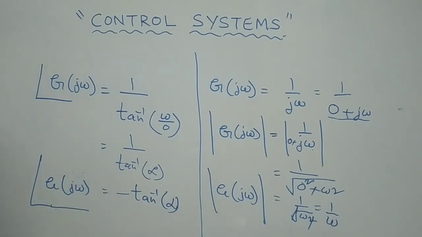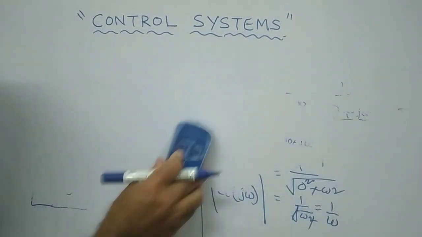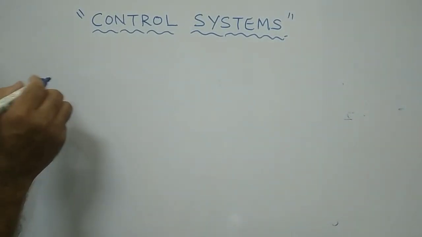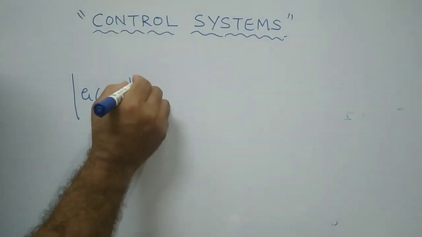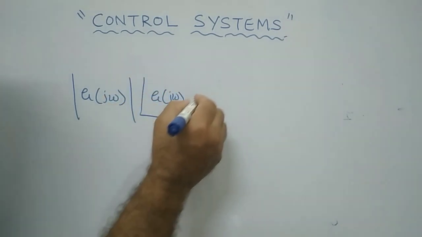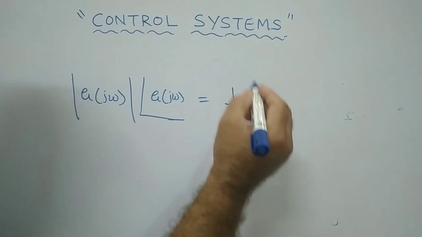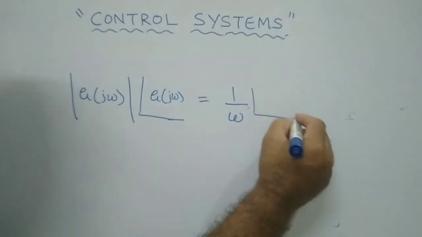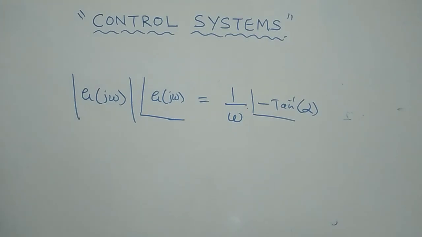Therefore, in general, we can write the collective answer. For the given problem, the magnitude of g of j omega and the angle of g of j omega, you can write in any way, no problem. The magnitude is 1 by omega. The phase angle is minus tan inverse of infinity. That's it.